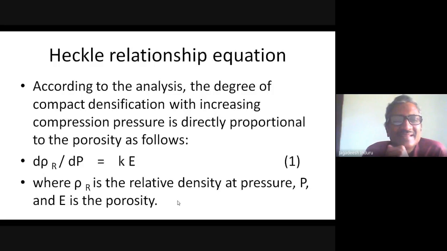We have already seen this acting as a reaction in which the starting material is highly porous and the ending material is a compact. So the same thing, kept as a proportionality, becomes an equality by putting in a proportionality constant called K. By multiplying E with K, you convert the directly proportional relationship into an equality. Then you get the Heckel first equation. In the Heckel first equation, the change in the relative density of the powder per unit change in the pressure is equal to K, the proportionality constant, into E, the porosity.